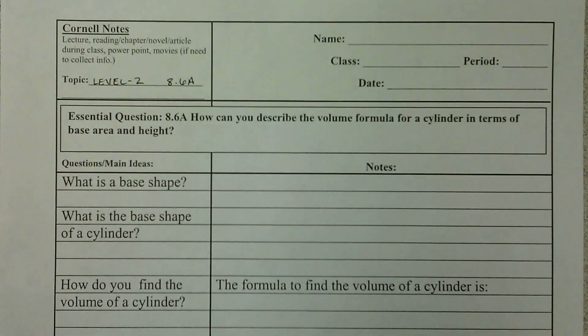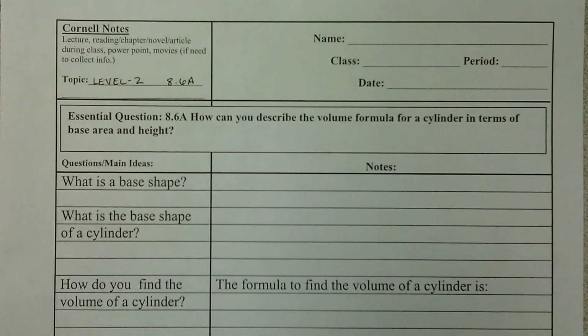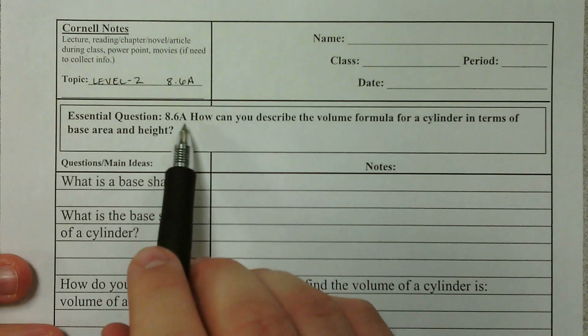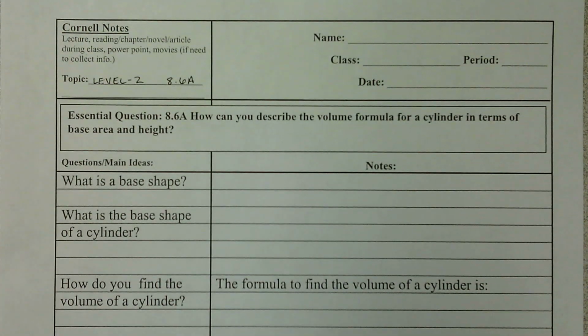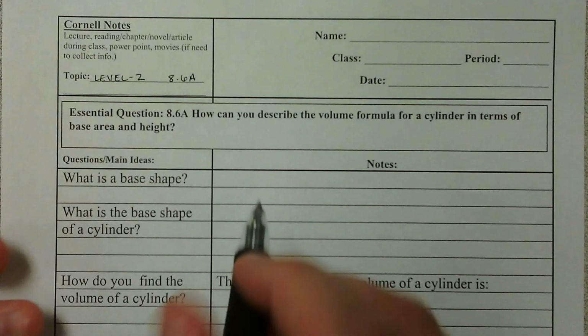What's going on, guys? We're back again with our level 2 video 8.6a, talking about the relationship between the formula of a volume of a cylinder, the area of the base, and its height. Our central question for this one is: how can you describe the volume formula for a cylinder in terms of base area and height?